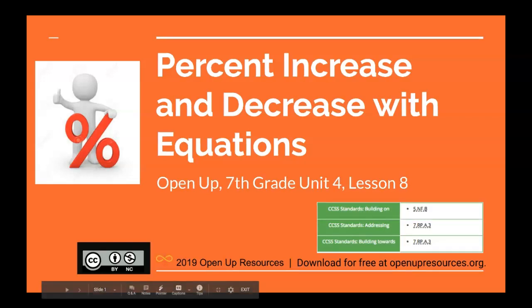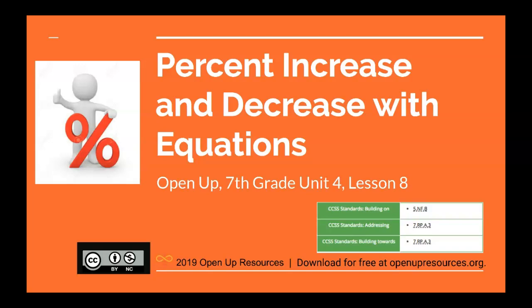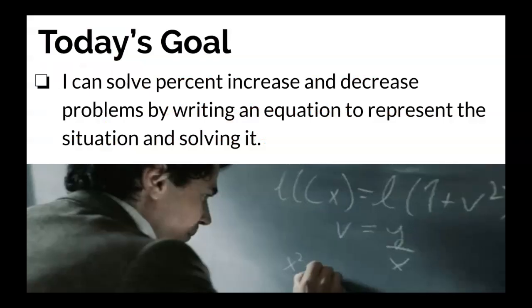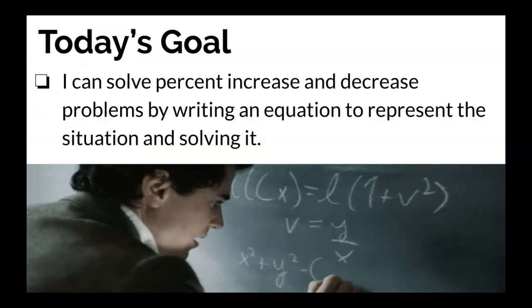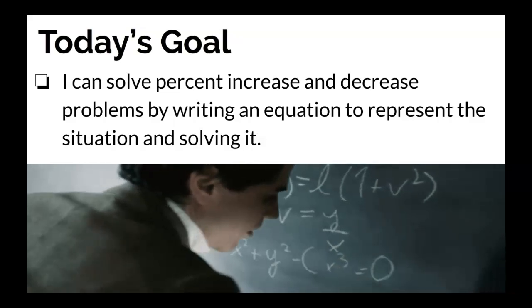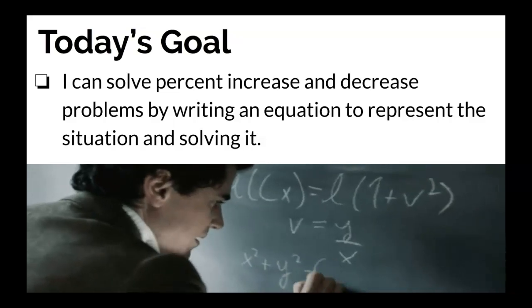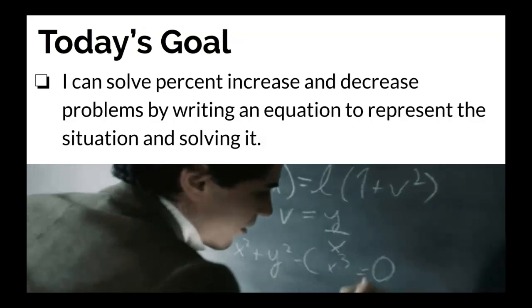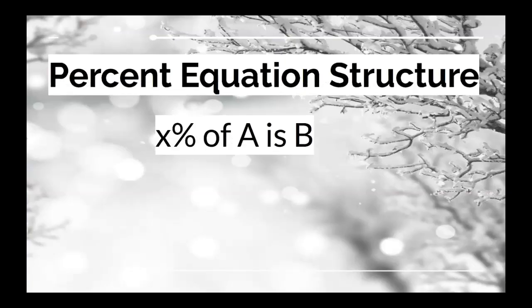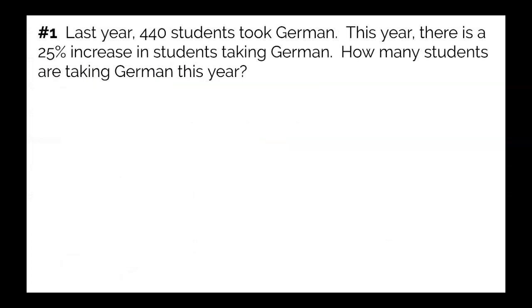In this video, I'll be summarizing Open Up 7th grade Unit 4, Lesson 8, percent increase and decrease with equations. Our goal today is to be able to solve percent increase and decrease problems by writing an equation to represent the situation and then solving that equation. We're going to really pay attention to this structure: X percent of A is B. So let's dive right into some problems.